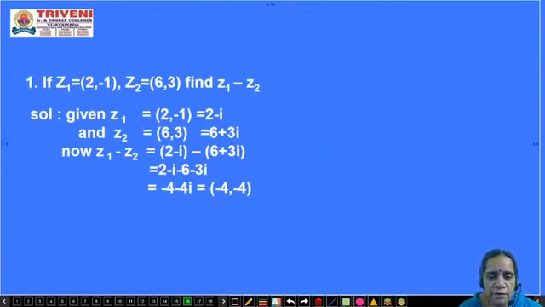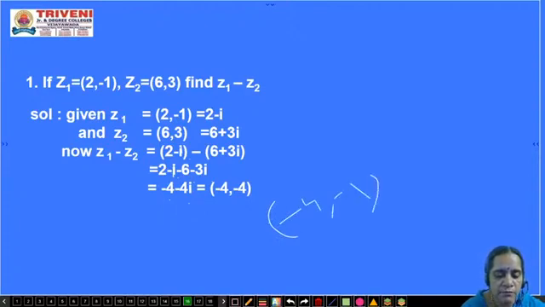We have to find the difference of the two values z1 and z2. z1 is 2 comma minus 1, which can be written as 2 minus i. This is the complex number form. z2 is equal to 6 comma 3, which can be written in complex number form as 6 plus 3i. That is, we have to compute 2 minus i minus 6 plus 3i. Here, 2 minus 6 is minus 4, and minus i minus 3i is minus 4i. This can be written in the ordered form as minus 4 comma minus 4.